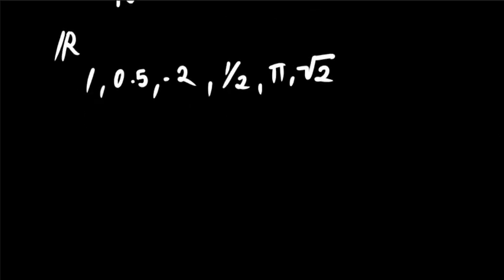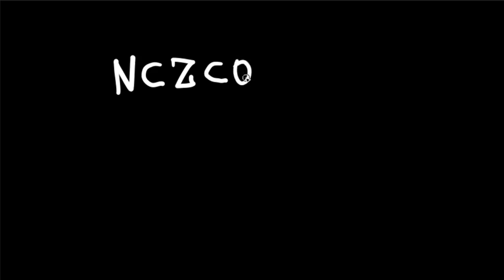So we come up with a very, very beautiful conclusion. The set of natural numbers is a subset of the set of integers, and the set of integers is a subset of the set of rational numbers, and the set of rational numbers is a subset of the set of real numbers. Right?